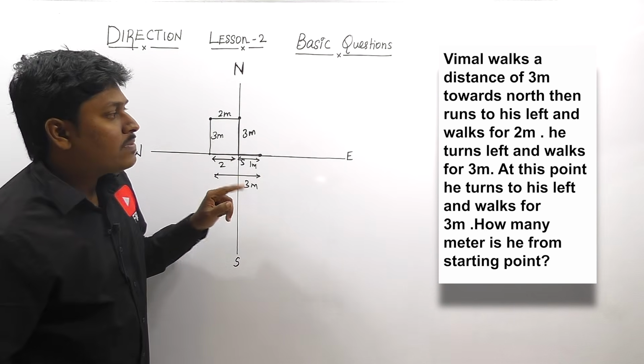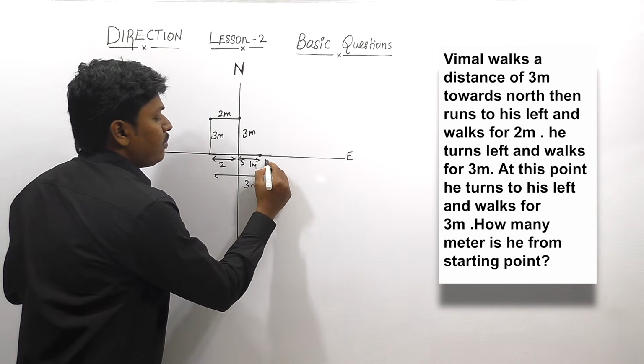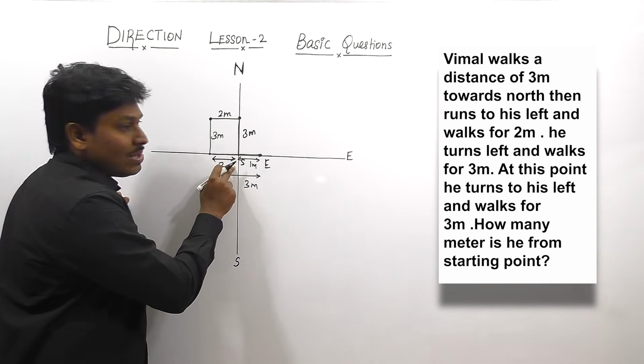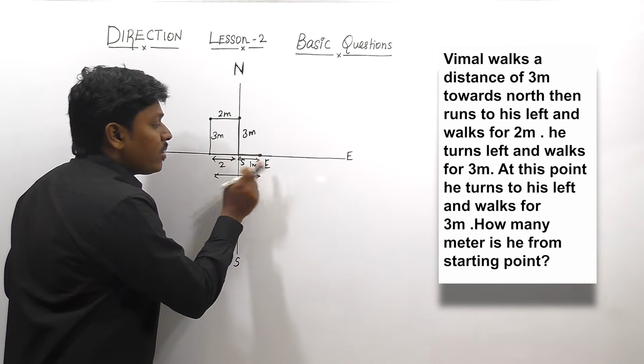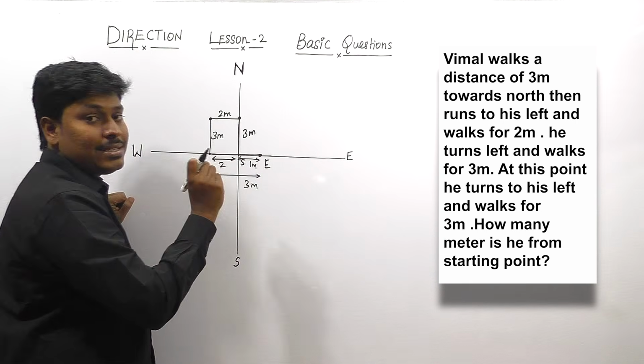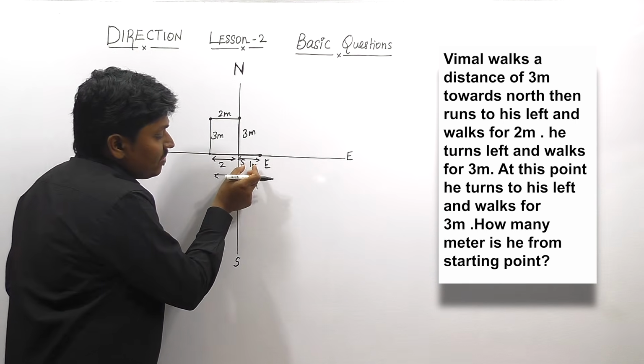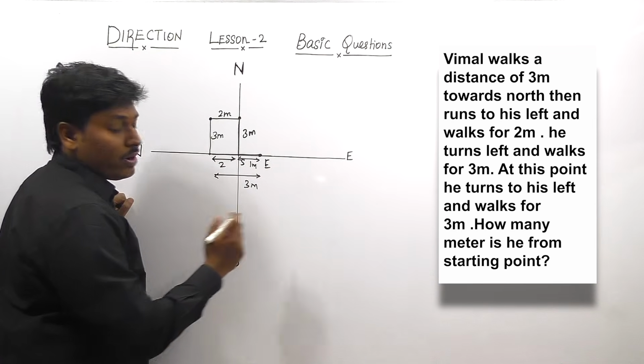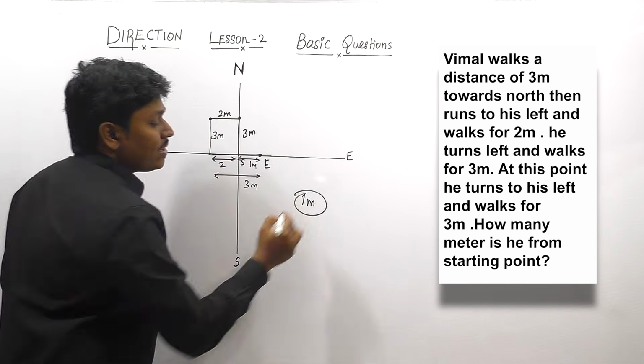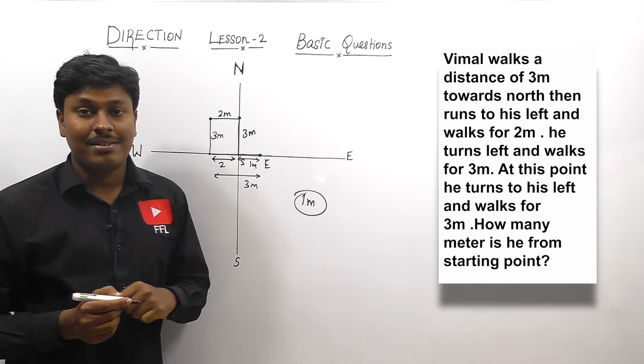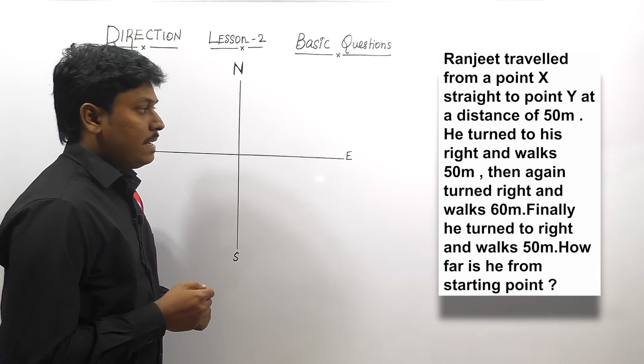How many meters is it from the starting point? So friends, this is the ending point and we know that this is the starting point. They are just asking what is the distance between the starting and ending point. So we can surely say that the answer will be 1 meter. So friends, finally we got the answer, 1 meter. Let me move on to question number 8.